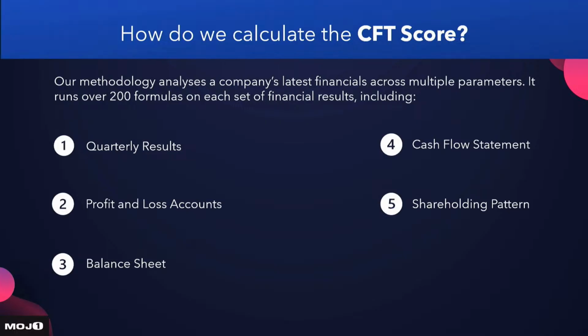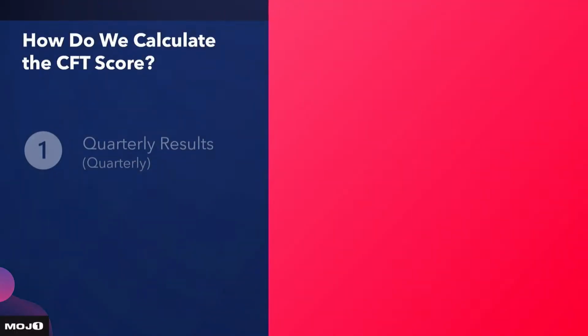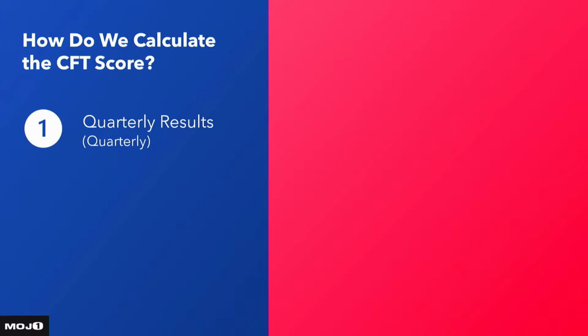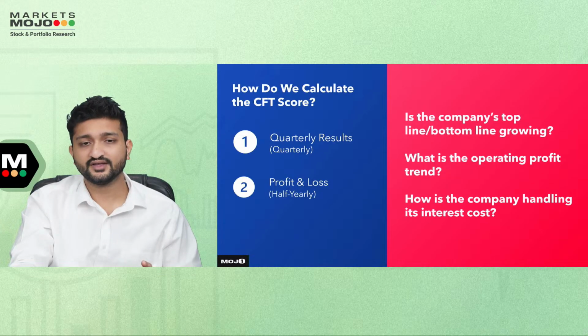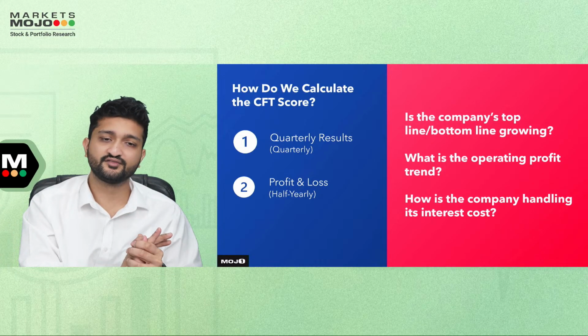Now I'll take it a step ahead. If you want to understand the quarterly results we talk about, I've put the frequency in the bracket, which is quarterly. Profit and loss, we receive half yearly. Here we look at three of the main important things. Is the company's top line and bottom line growing? Are the revenues growing? Is the company able to convert its orders into revenue? And finally, the efficiency: how is operating profit growing? Is the top line getting converted into bottom line? How is the company handling its interest cost, based on the debt it has taken? All of this is analyzed within these two things, quarterly results and profit and loss.